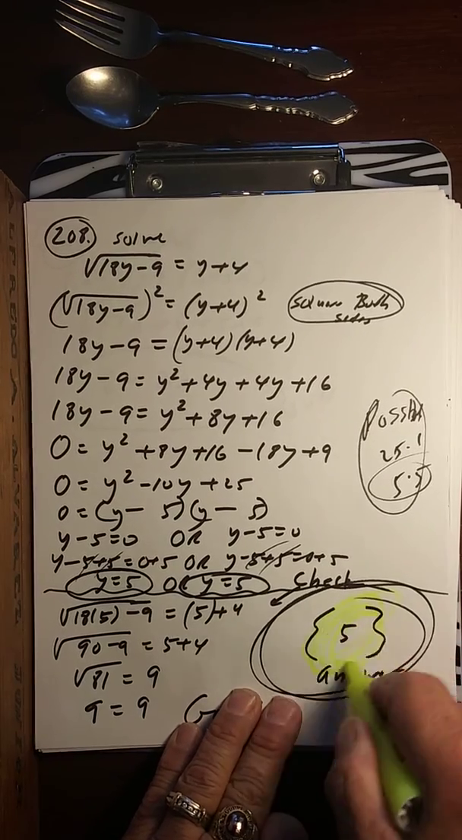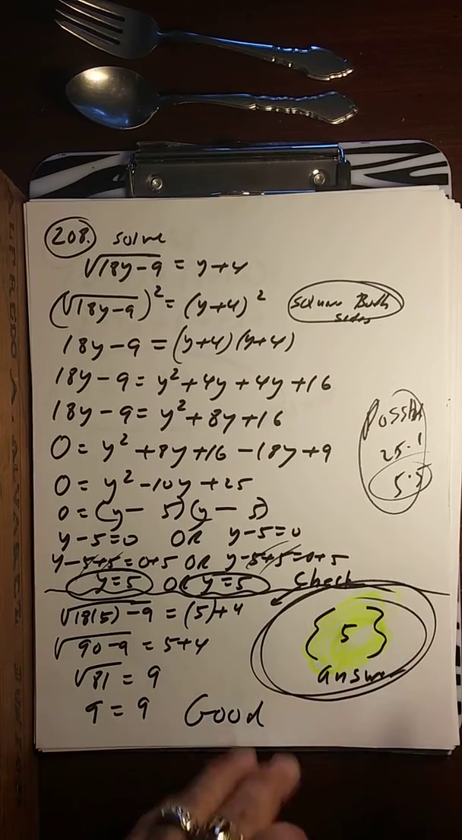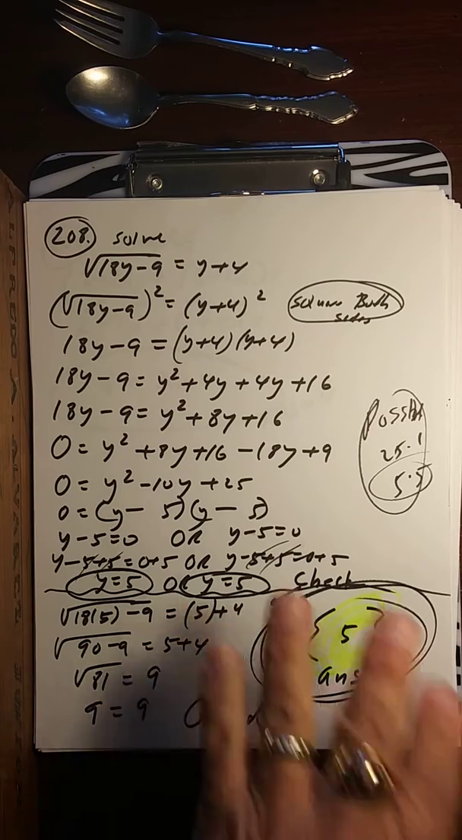This one right here. Why? Because there's 5 and 5. They're repeating. Don't worry about it. Just the one answer.